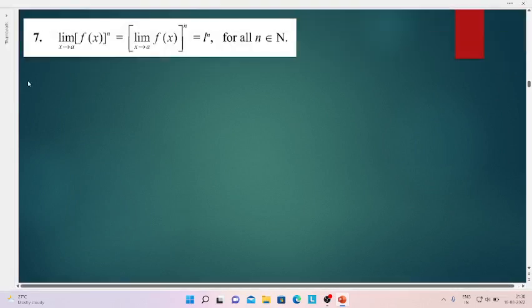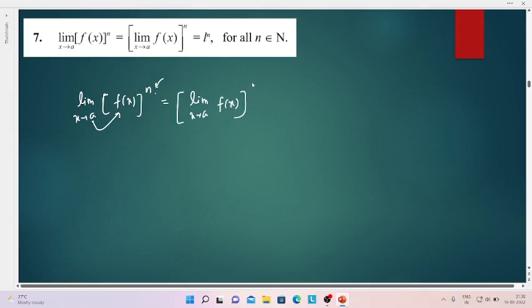And this is the last result, which says the limit as x tends to a of f(x) to the power n, where n may be any kind of real number, positive, negative, or zero. What we have to do is put the limit inside the bracket, and that becomes the limit as x tends to a of f(x), whole to the power n. This is the property, and we know the limit of f(x) is L, so that will become L to the power n for all n belonging to natural numbers.